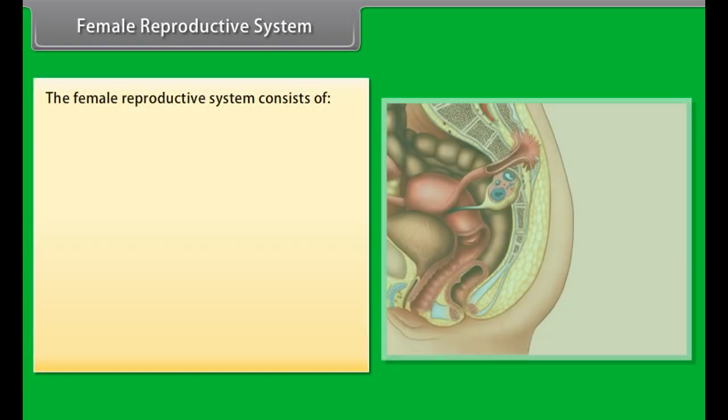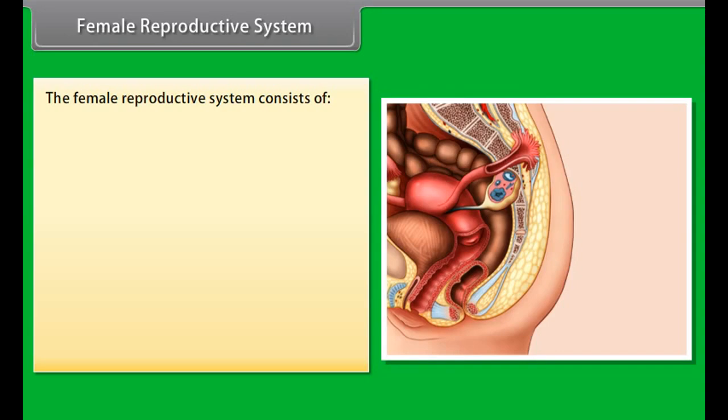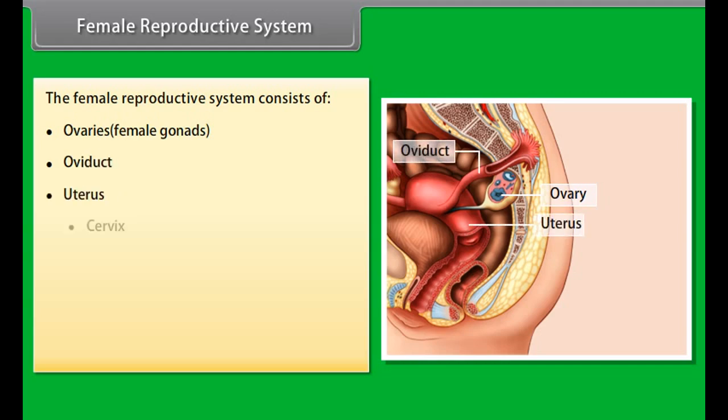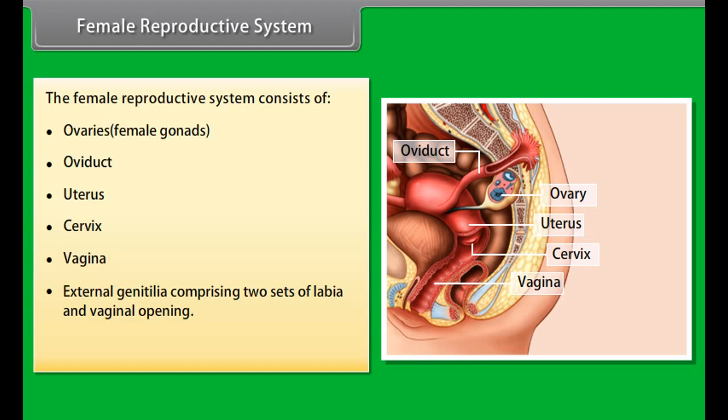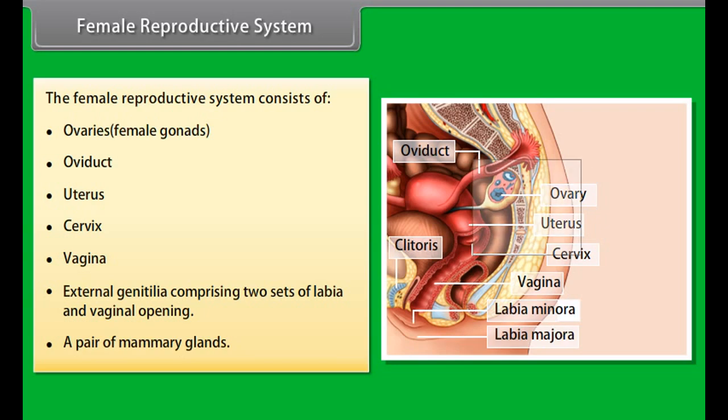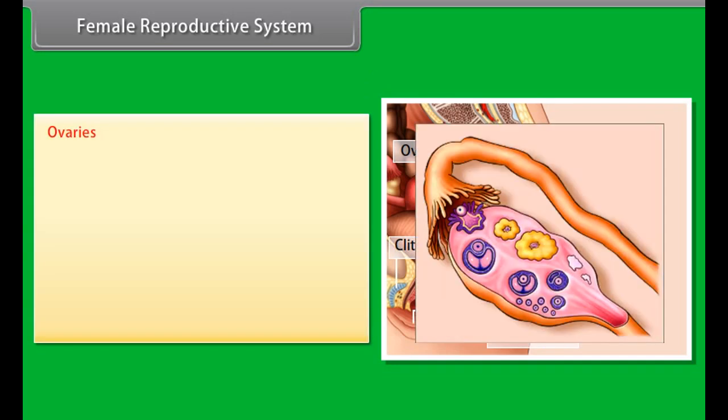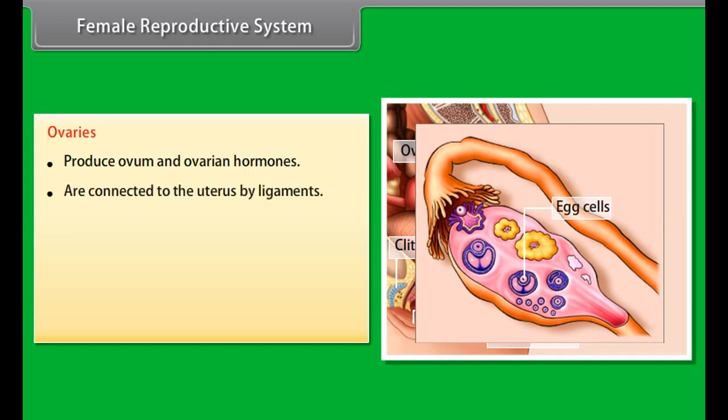Female reproductive system. The female reproductive system consists of ovaries, the female gonads, oviduct, uterus, cervix, vagina, external genitalia comprising 2 sets of labia and the vaginal opening, and a pair of mammary glands. Ovaries produce ovum and ovarian hormones, and are connected to the uterus by ligaments.